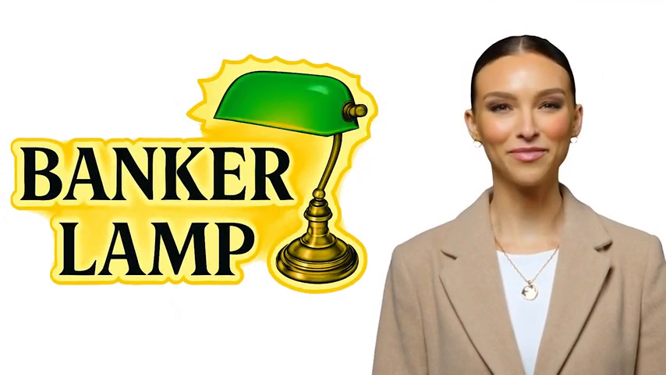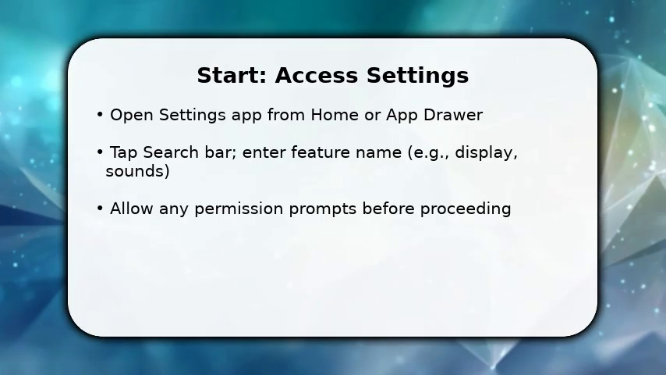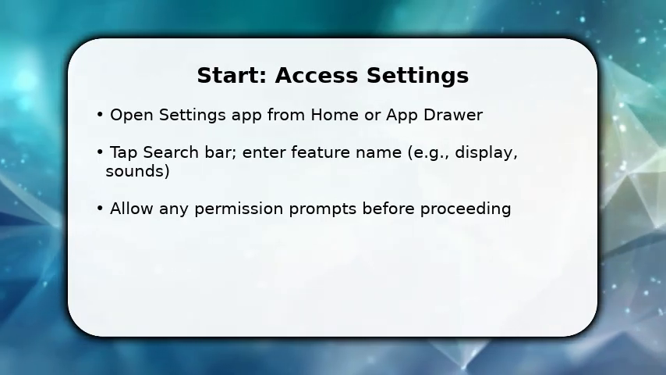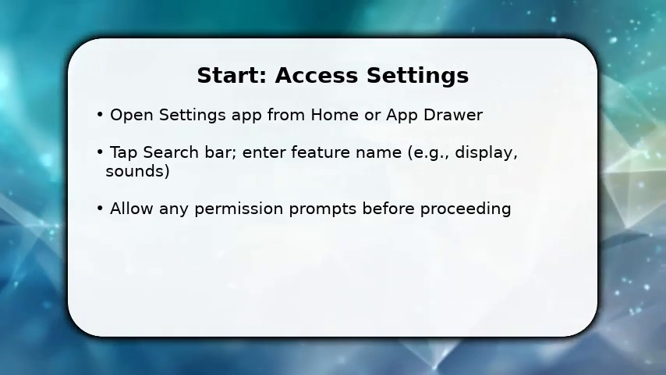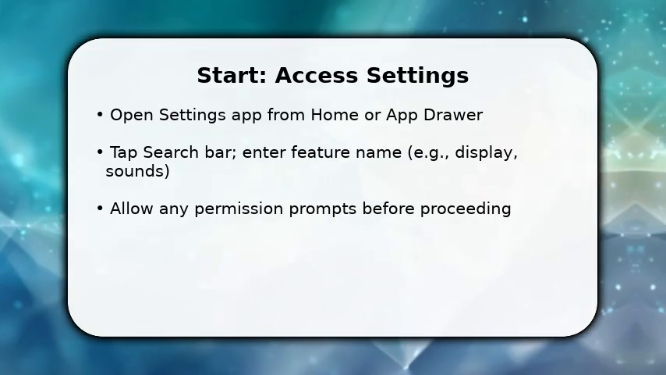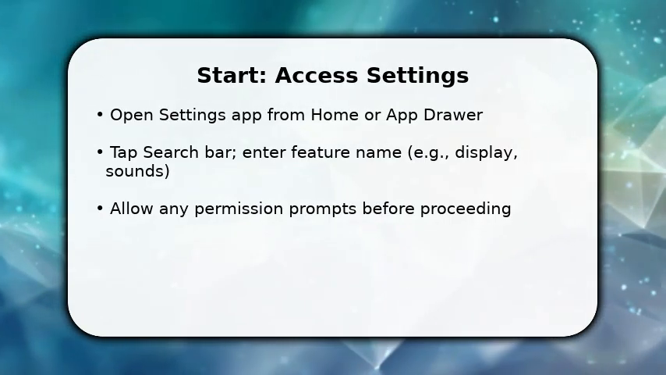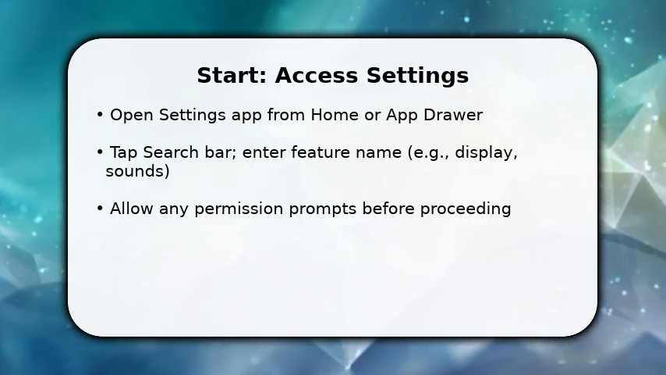Please enjoy the video. You're going to change a phone feature now. Open Settings and keep your device unlocked so nothing interrupts the flow. First, use the search bar to jump straight to the feature. Type Display, Sound, Notifications, or Accessibility.